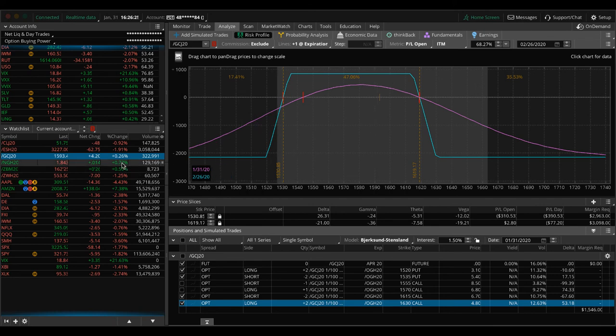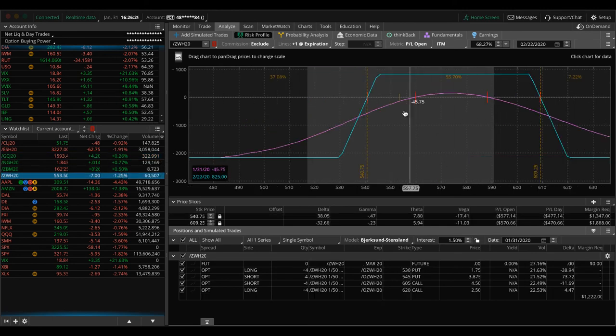I mentioned Natty Gas, I mentioned ZB, wheat. So we've got this iron condor in wheat. Price is hanging out right here, just playing the waiting game in wheat.